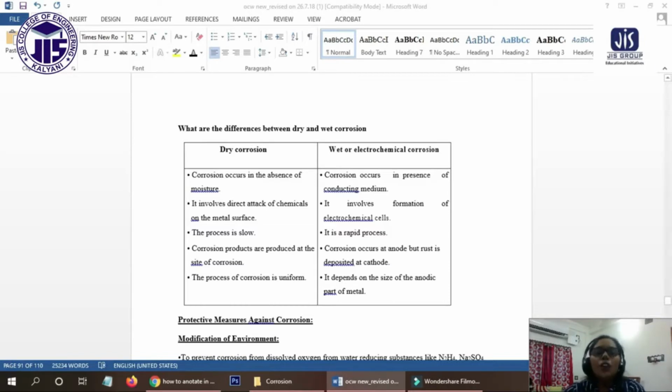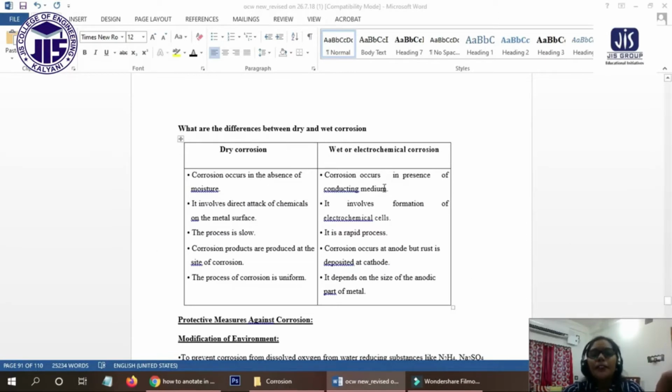So up to this we have discussed. Now today we will discuss the differences between dry corrosion and wet corrosion, and some of the types of electrochemical corrosion, and also we will discuss the protective measures that we can apply to prevent metals from corrosion. So what are the differences between dry corrosion and wet corrosion?